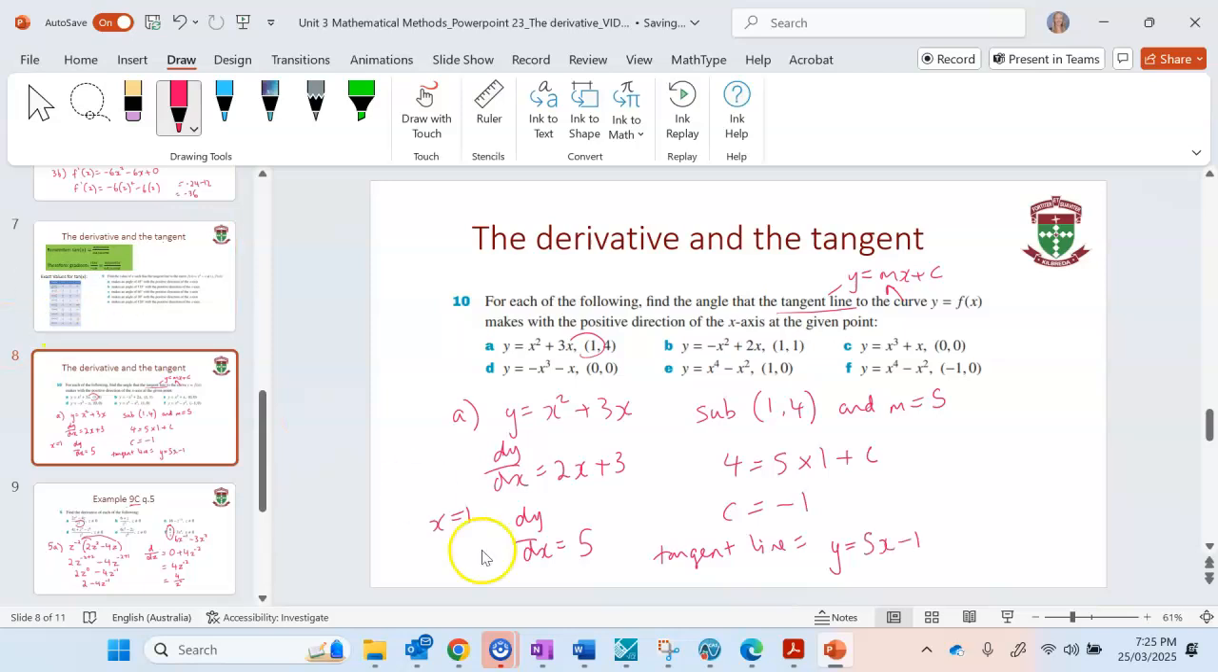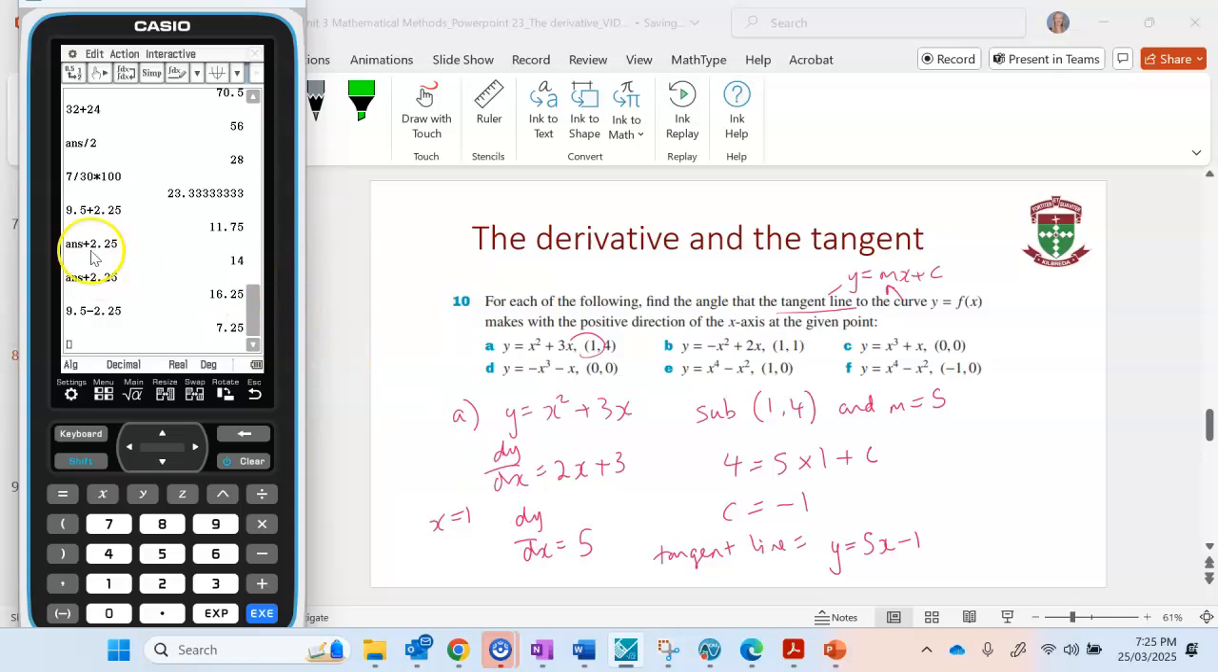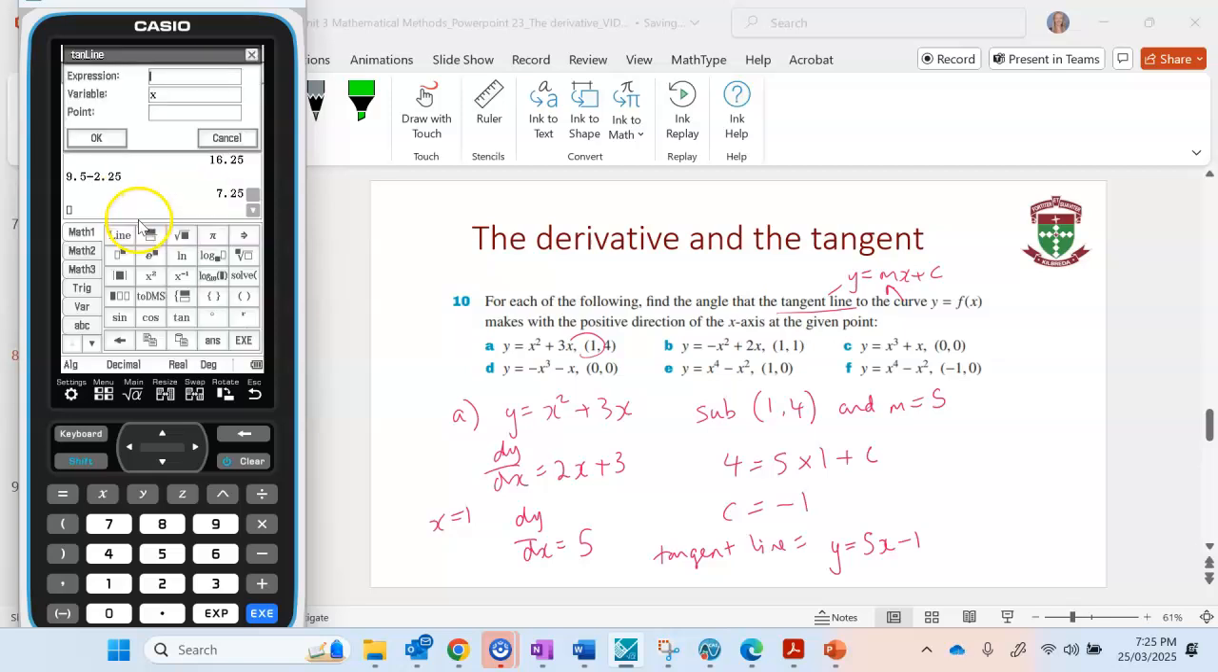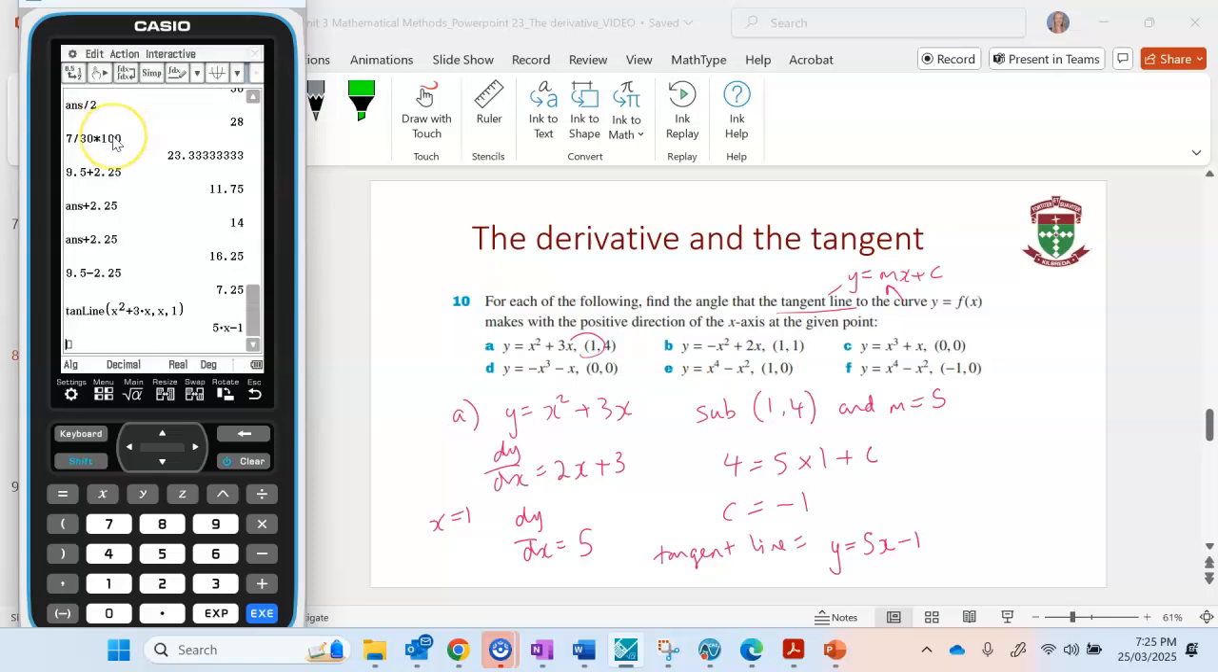Now you can do this a lot quicker on your calculator. If you want to check, we could just go interactive, then calculation, line and then tan line. Our expression, we don't need the y equals part, just x squared plus 3x, and just at the point, the x coordinate, 1. So there we go, 5x minus 1. So you can get it that way as well.